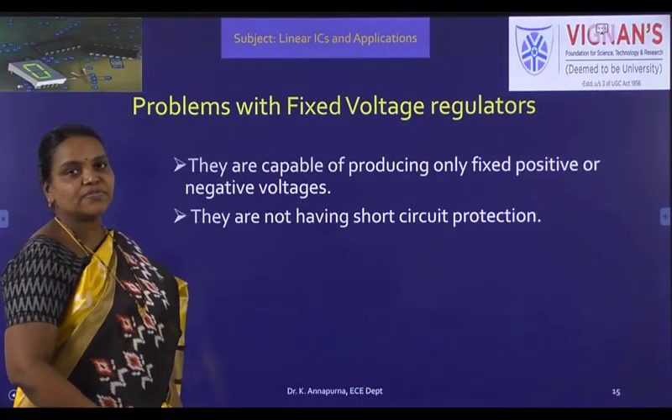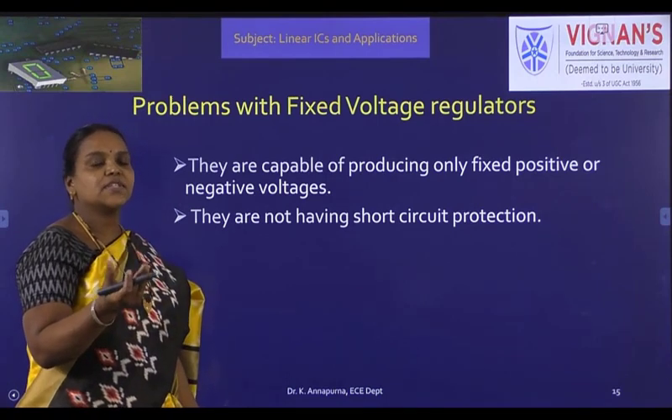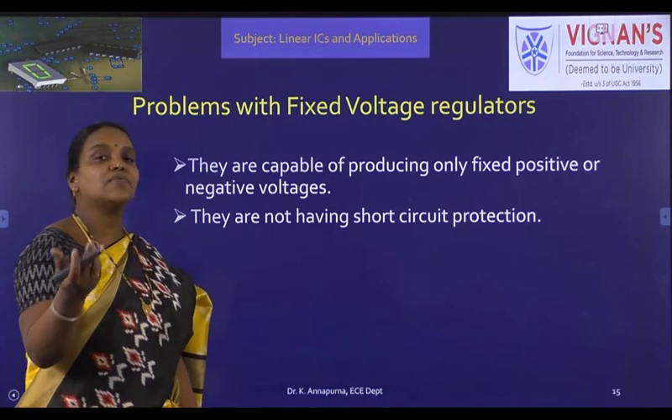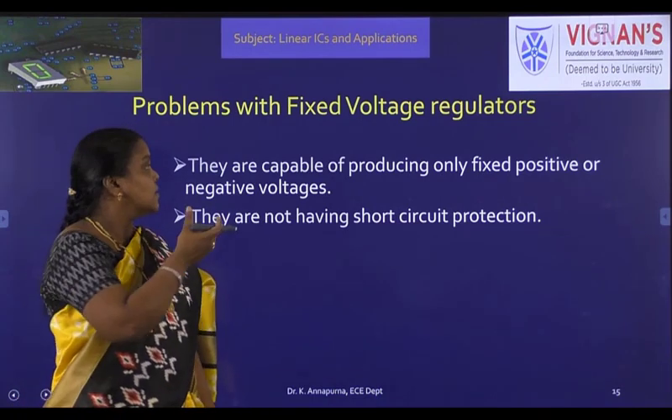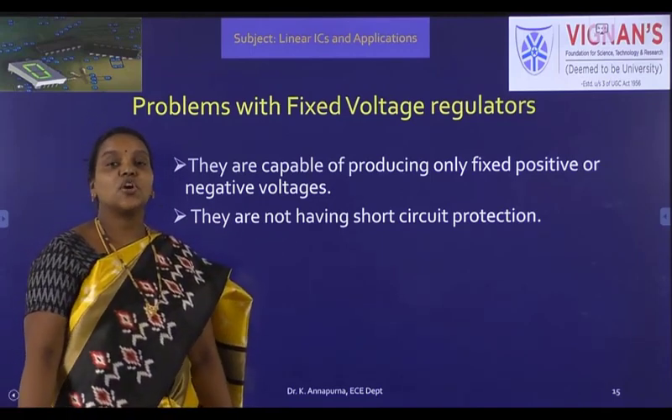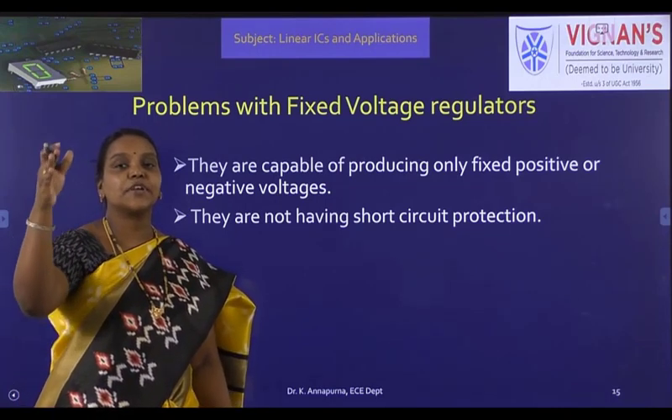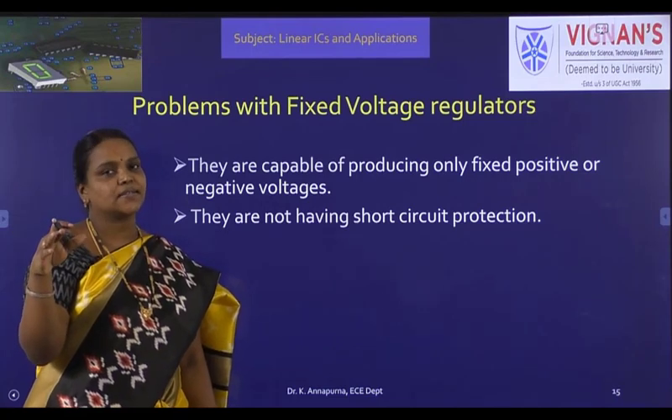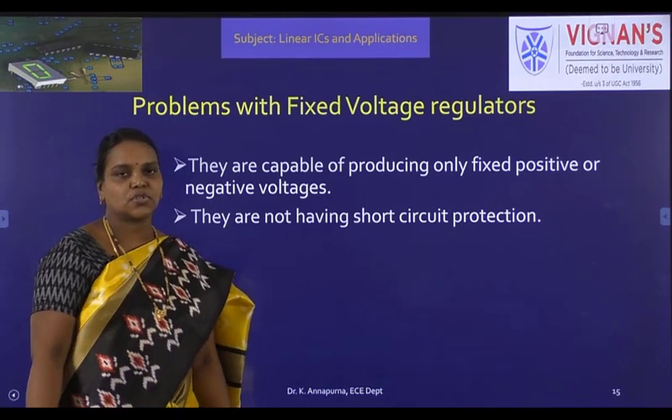But the problem with fixed voltage regulators is that they provide a fixed voltage. If you purchase a 7805 IC, it always gives 5 volts. If you want 6, it won't give. So that is the problem. And next, they do not have short circuit protection. If for any reason the load resistor becomes short, then very high current flows and it will damage the IC. So there is no protection against short circuits.